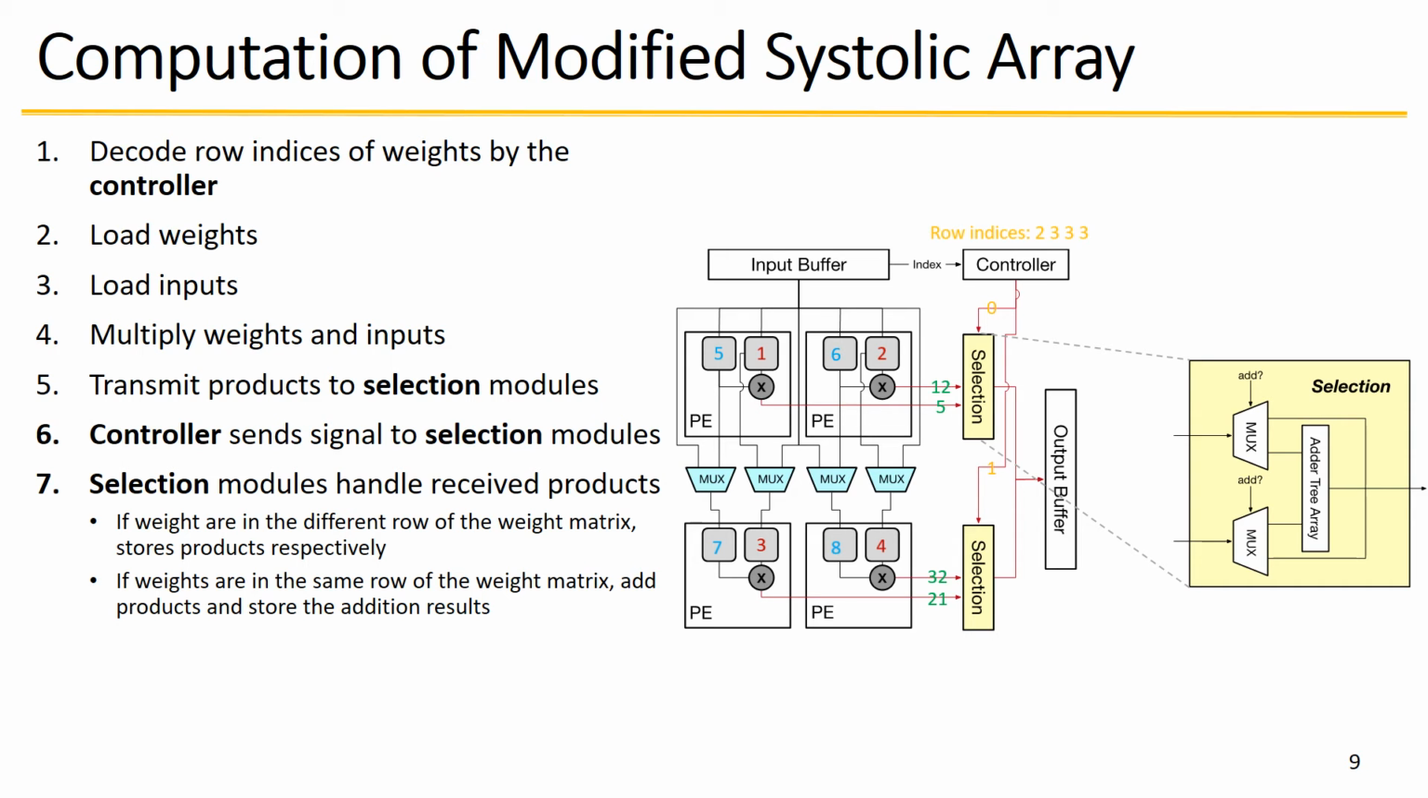Simultaneously, controller sends signals to selection module. Selection modules then handle received products. If weights are in the different row of the weight matrix, selection module stores products respectively, in this case 12 and 5. If weights are in the same row of the weight matrix, selection module adds products and stores the addition results, in this case 32 and 21.